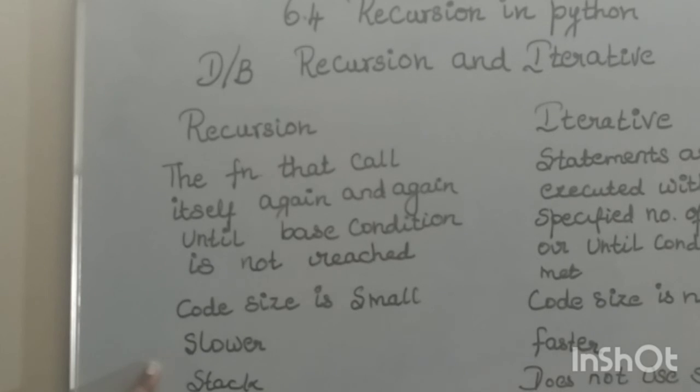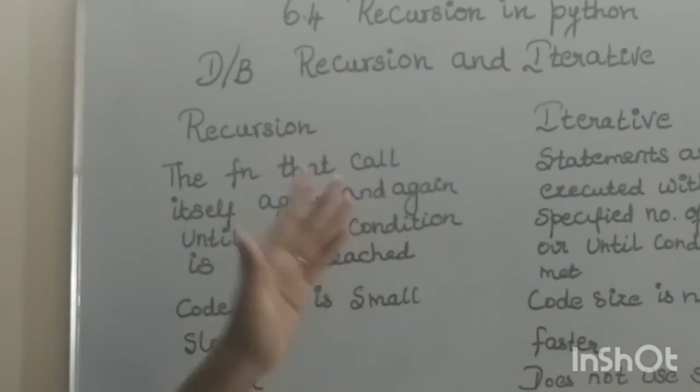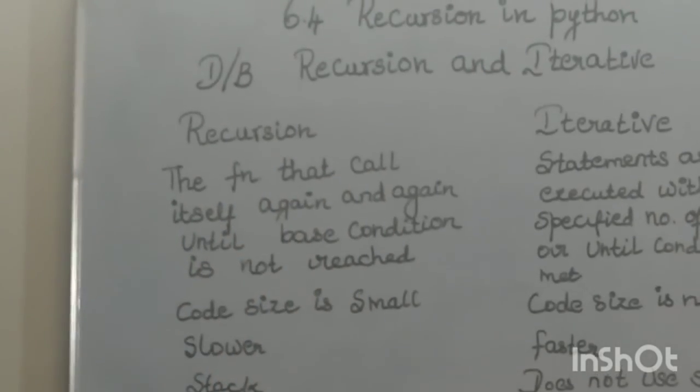Next, performance wise, recursion is slower because it occupies more memory space compared to the iterative statement. So iterative statement will work faster. Next, which type of memory is used? Stack memory, but iteration does not use stack. This is the difference between the recursion and iterative statement.